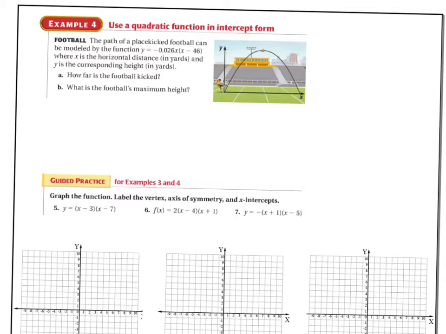So it's sort of like the Tacoma Narrows Bridge problem again. And so my first job is to find the axis of symmetry, which is found by adding together your x-intercepts and dividing by 2. So I'll have 0 plus 46 divided by 2, which is 23. So this distance here to the vertex is 23 yards.